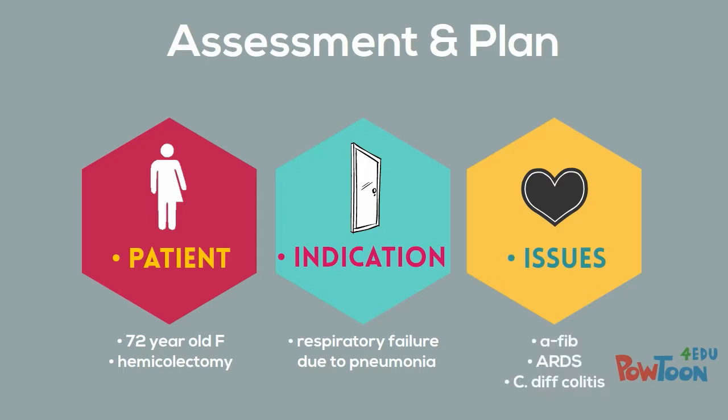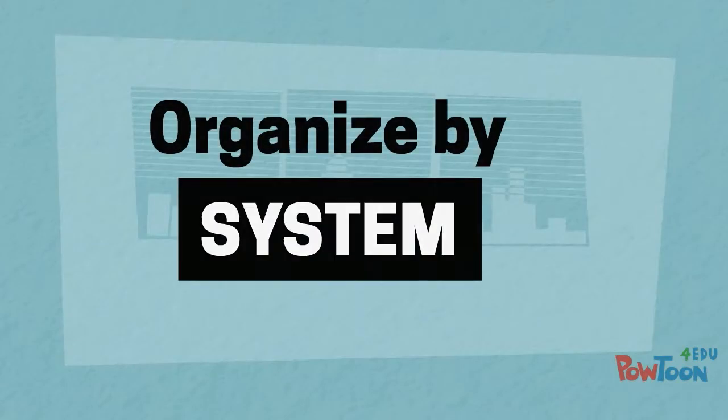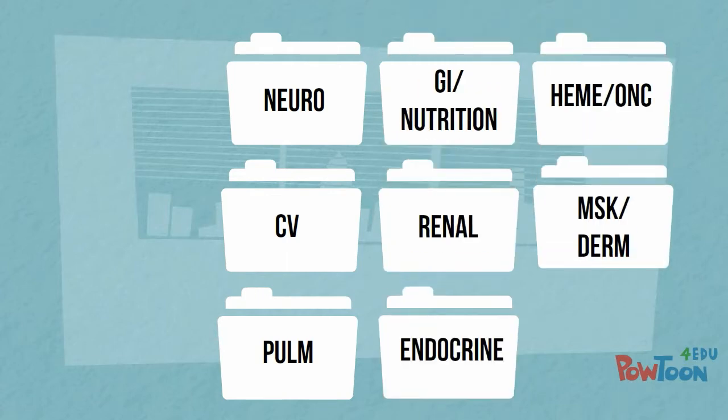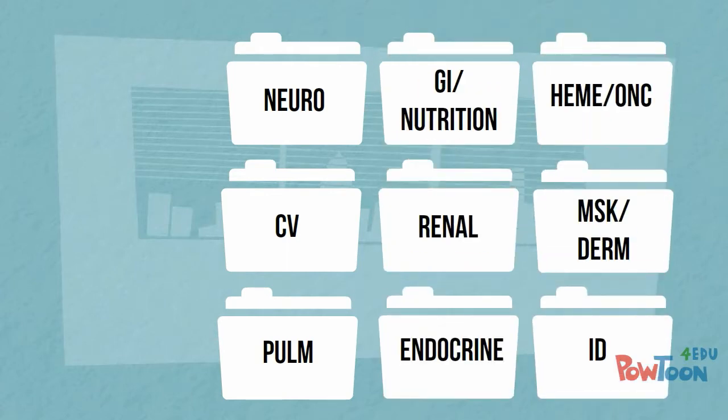diff colitis. Now organize the patient's issues into systems. For each system, write the patient's problems and then what you're doing about it. Remember, an issue doesn't always have to be an abnormality. Sometimes you're monitoring a patient so that they don't develop abnormalities, like watching serial hematocrits after surgery to make sure they stay normal. If that's what you're doing, give yourself credit for that in your note.